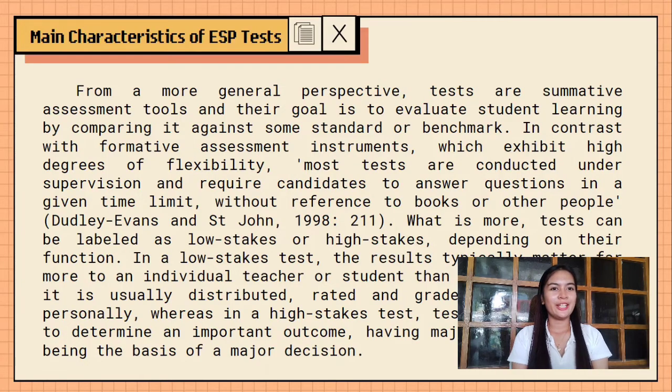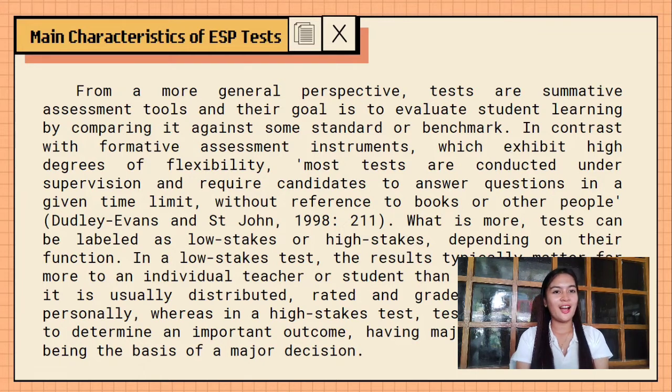Moving on to the main characteristics of ESP tests. According to Dudley-Evans and St. John in 1998, on page 211, from a more general perspective, tests are summative assessment tools and their goal is to evaluate student learning by comparing it against some standard or benchmark, in contrast with formative assessment instruments, which exhibit high degrees of flexibility.